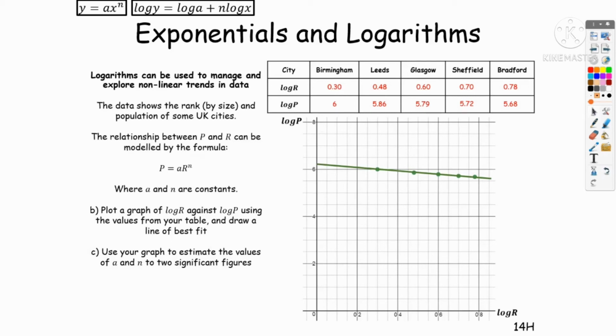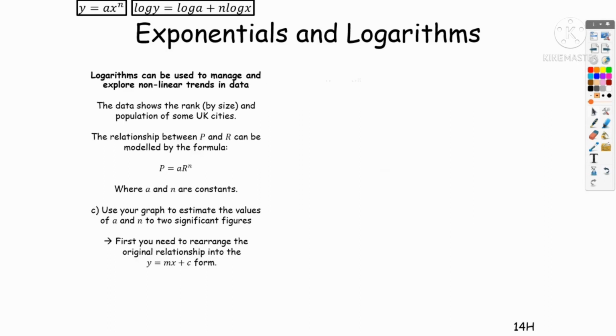So we can now plot it and draw a line of best fit. That's what we've done. Use your graph to estimate the values of A and N to two significant figures. Well, we're told that A and N are constants, so we need to find the value of the constants. We actually need to rearrange the original relationship into y equals mx plus c.